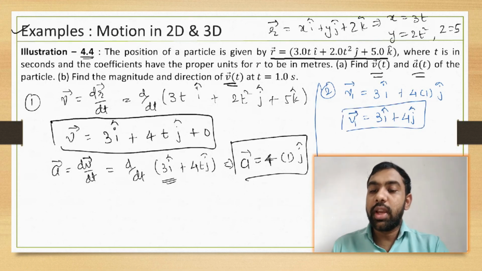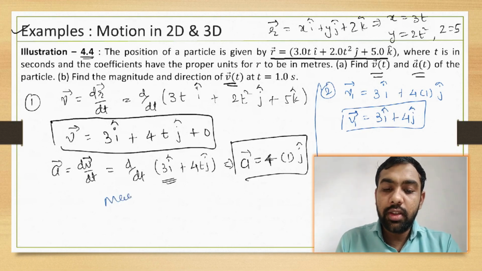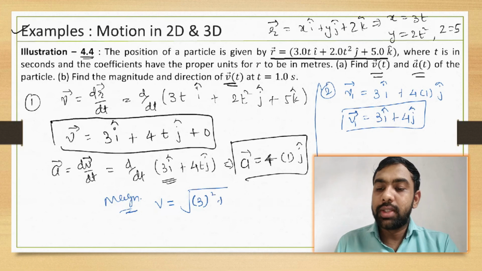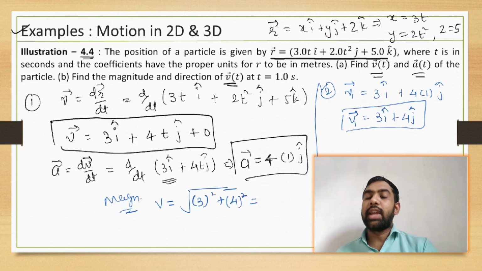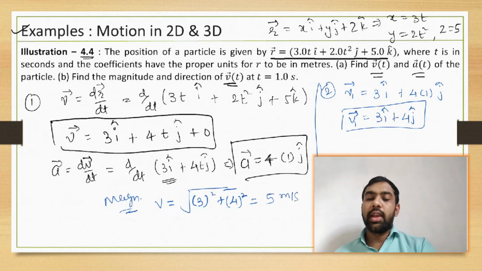At 1 second, what is magnitude? Under root first component square plus second component square. So yahan pe find karte hain magnitude kya aayega. So v is equal to under root first component square, matlab 3 square, plus second component square, matlab 4 square. To 3 square plus 4 square, 9 plus 16, 25 ka root hua 5 meter per second.